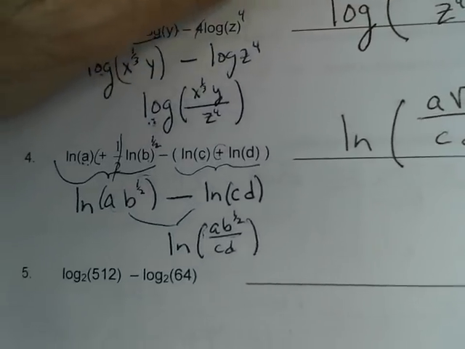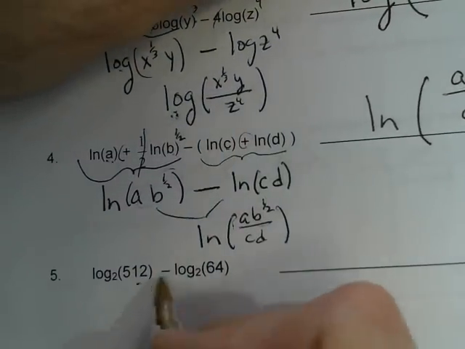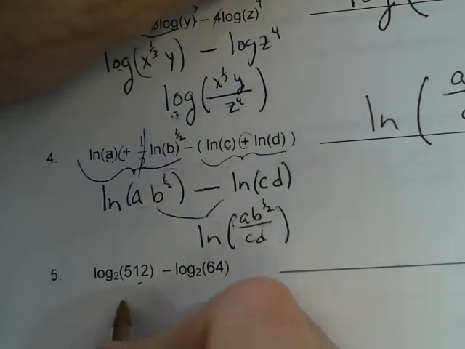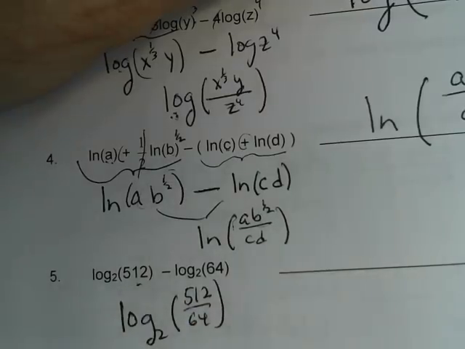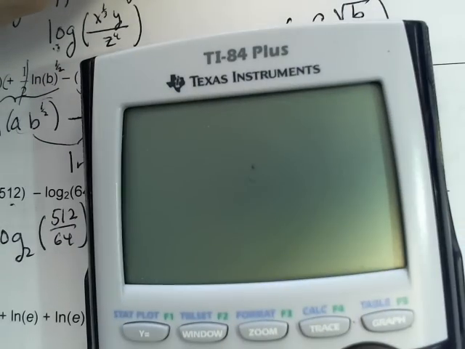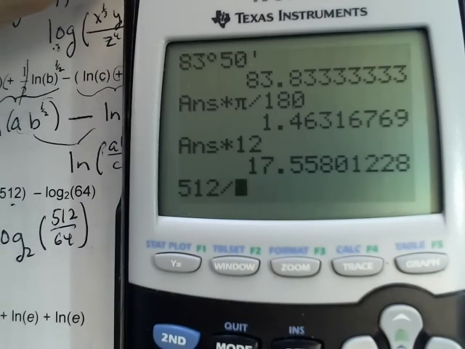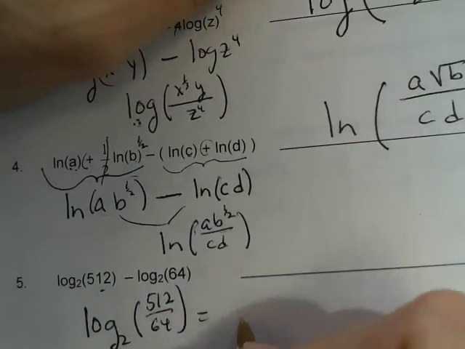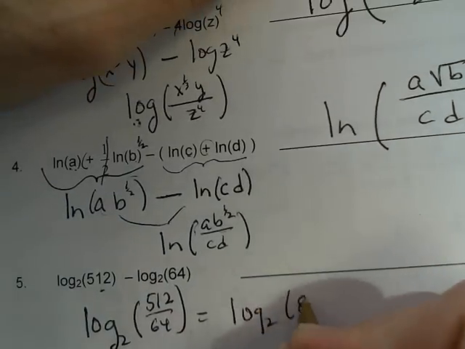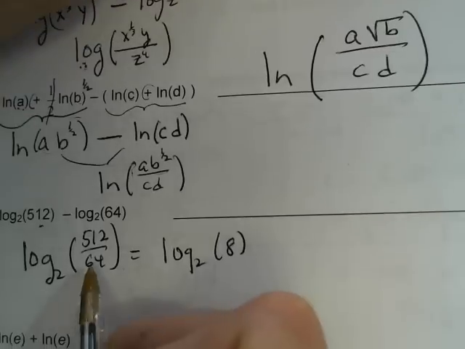Next one. What we have is 2 logs subtracted from each other. They become 1 log. Log base 2 of 512 divided by 64. Now, I don't know what 512 over 64 is, but I'll ask my calculator. 512 divided by 64. That's 8. So this becomes the log base 2 of 8. I'm just simplifying what's inside there.